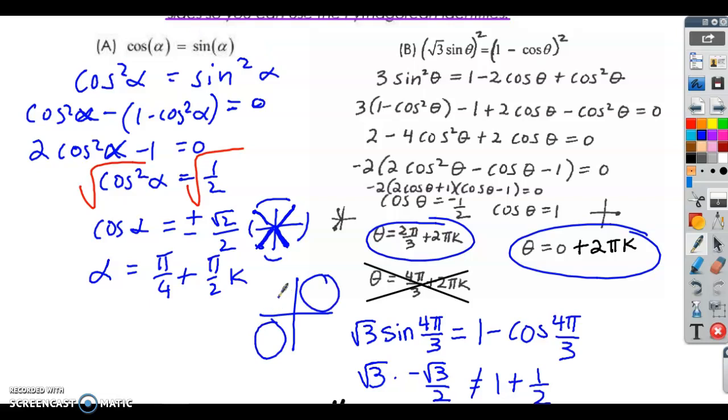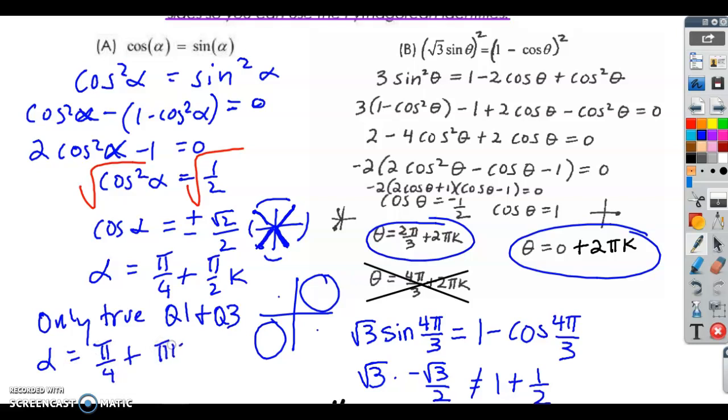Because in quadrant 2, I've got x is negative, y is positive. And in quadrant 4, x is positive and y is negative. So the only time they're ever the same is in quadrant 1 and quadrant 3. So I'm going to say alpha equals pi over 4 plus pi k. And we're not solving on an interval, so there we go.